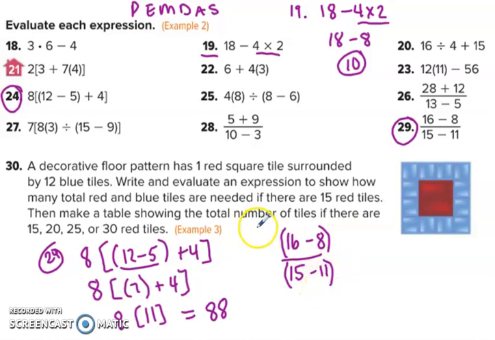So let's go ahead and do that. I better write down 29. So we've got 16 minus 8, and that's going to be 8. And that's over 15 minus 11, which is, oh, bummer. Keep listening. Which is 4. Now we do our division, which equals 2. So that's our answer, with all those interruptions, but we got it.